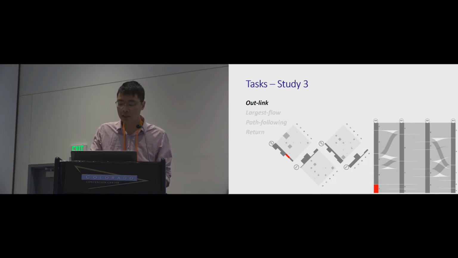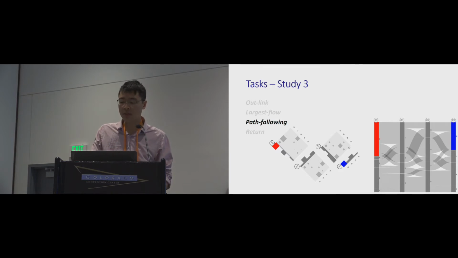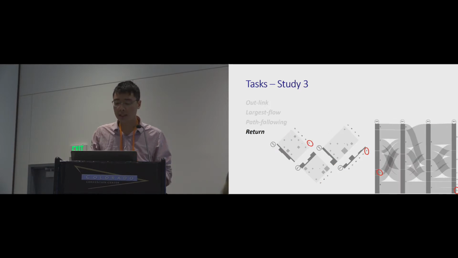In the first task, users need to figure out the most possible destinations of the flow. And the second task is to find out the largest flow of the graph. This is a simple task that needs finding the largest value of the link. And in the third task, users were given starting and ending nodes in red and blue, and they need to follow and find out the most possible route. And the last task is asking which nodes have outflow and never return back to the node. Participants need to examine and follow through all the nodes to find the answer.